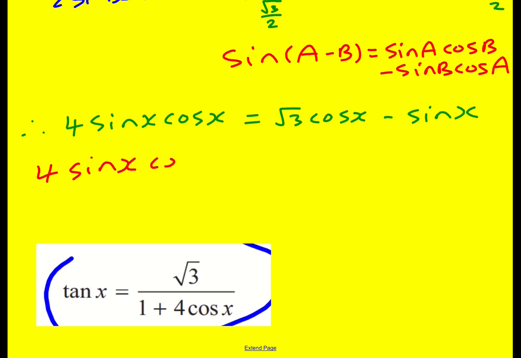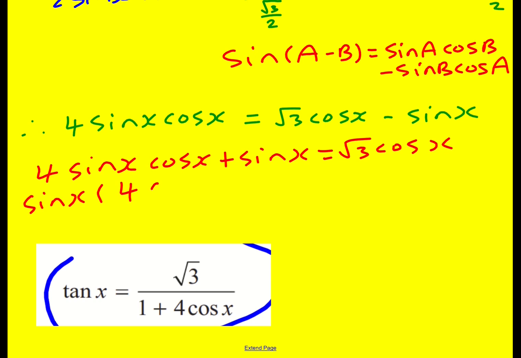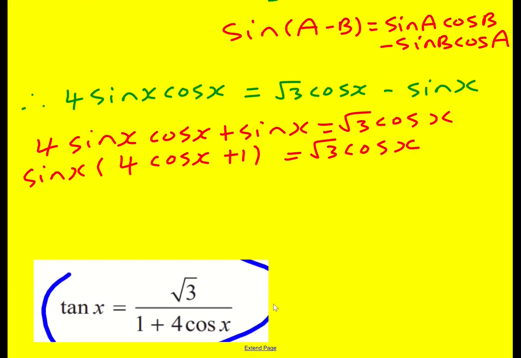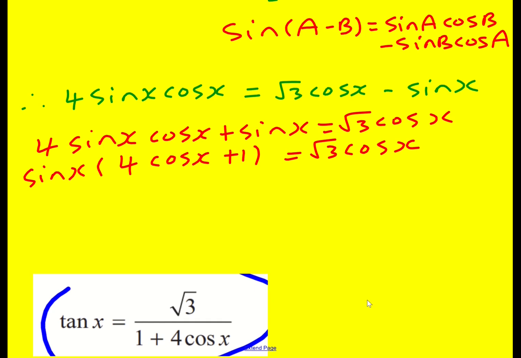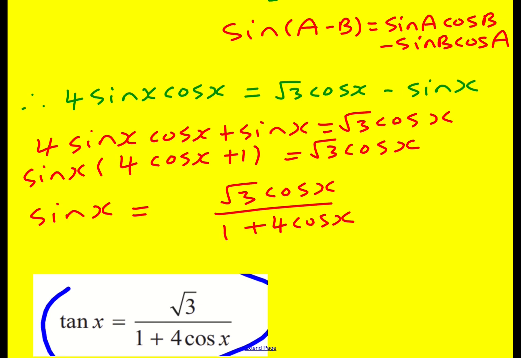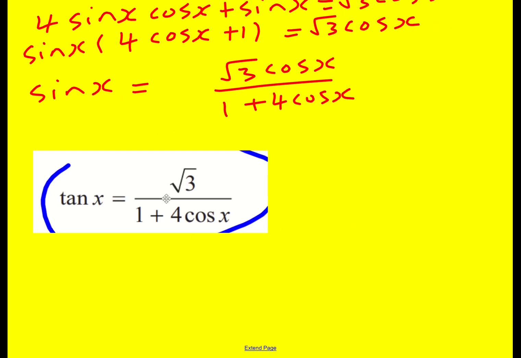And that is to write 4 sine x cos x plus sine x is equal to root 3 cos x. And if we now factorize out the sine x, then we get 4 cos x plus 1. And we're essentially there, in fact, because I can now write down that sine x will equal root 3 cos x over 1 plus 4 cos x. I've just flipped it around because that's what it's like in the answer. And finally, divide through by cos.